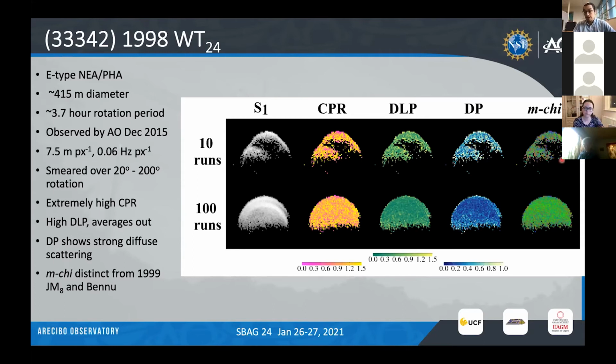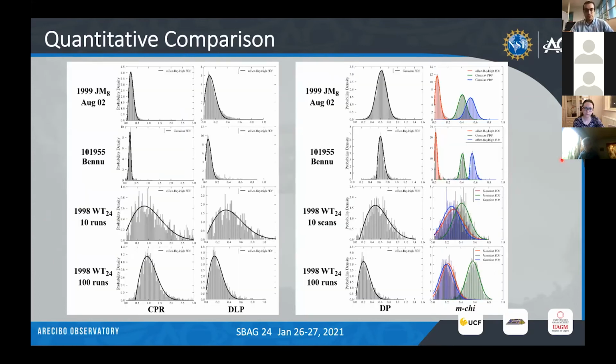And then the MCHI decomposition results are just vastly different from 1999 JM8 and Bennu, with green colors dominating and also seeing some red colors in there, which we don't see for Bennu or JM8. So we can quantitatively compare the results for these three different asteroids by taking those two-dimensional delayed Doppler images and mapping them into one-dimensional histograms, and then fitting those histograms with probability density functions, where we can look at what are essentially the modes of those distributions.